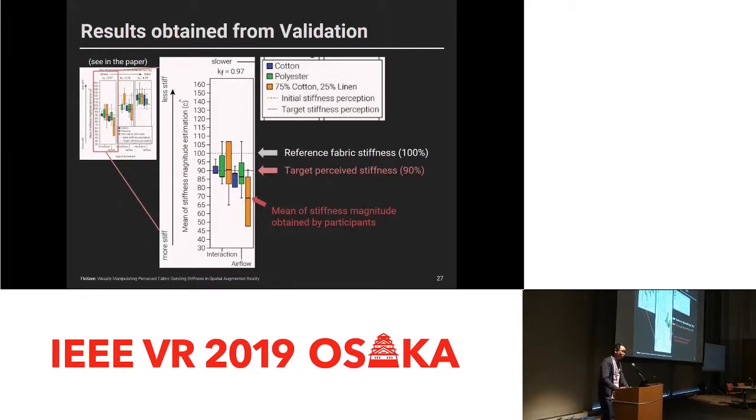For example, when we project the small flow enhancement projections value to reduce the stiffness of the fabrics, the results show that the participants perceive the fabric stiffness similar to the target perceptions predicted by our computational model, especially for the user interactions. However, we found that we have some error when we apply the techniques with the airflow, especially for the mixed linen cotton fabrics. And for more discussions, please see our paper.